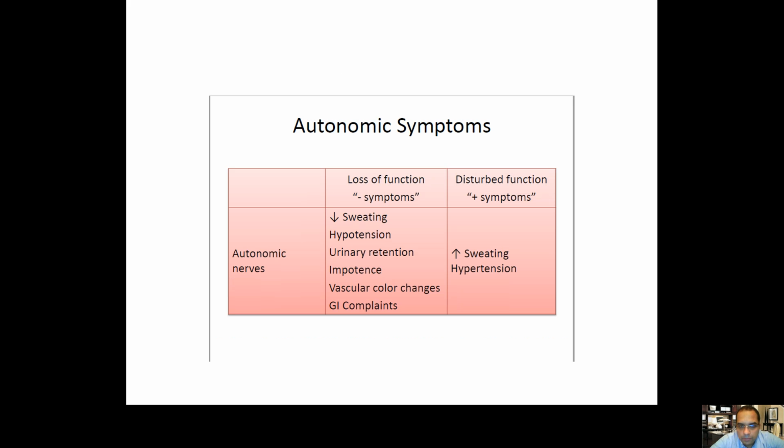What about the autonomic symptoms? The autonomic symptoms include sweating, which can be decreased or increased according to whether there is disturbance of the function or complete loss of the function. Complete loss of the function can lead to decreased sweating, and the disturbed function can lead to increased sweating, which is called hyperhidrosis. And that's why sometimes people with hyperhidrosis are treated by an operation called sympathectomy.